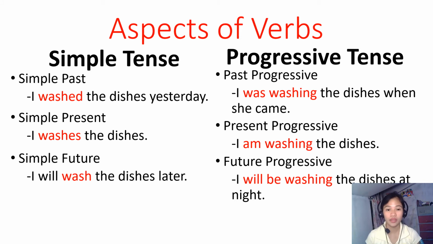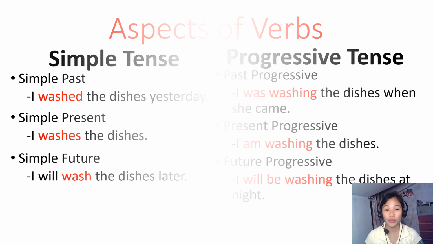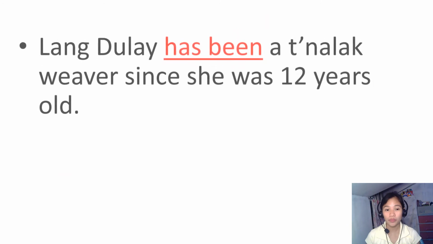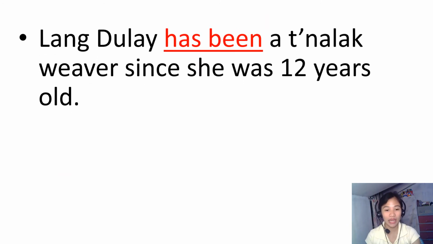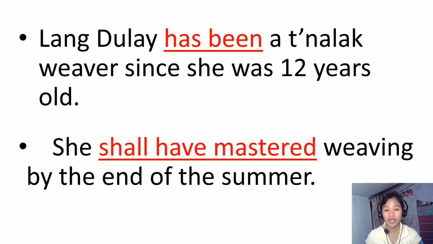Okay. So now we can proceed to our main lesson. But before that, I will read the sentences first, and take a look at these red words. Lang Dulay has been a Tinalak weaver since she was 12 years old. She shall have mastered weaving by the end of the summer. Let's study these underlined words or phrases. These sentences show the perfect tenses of verb.